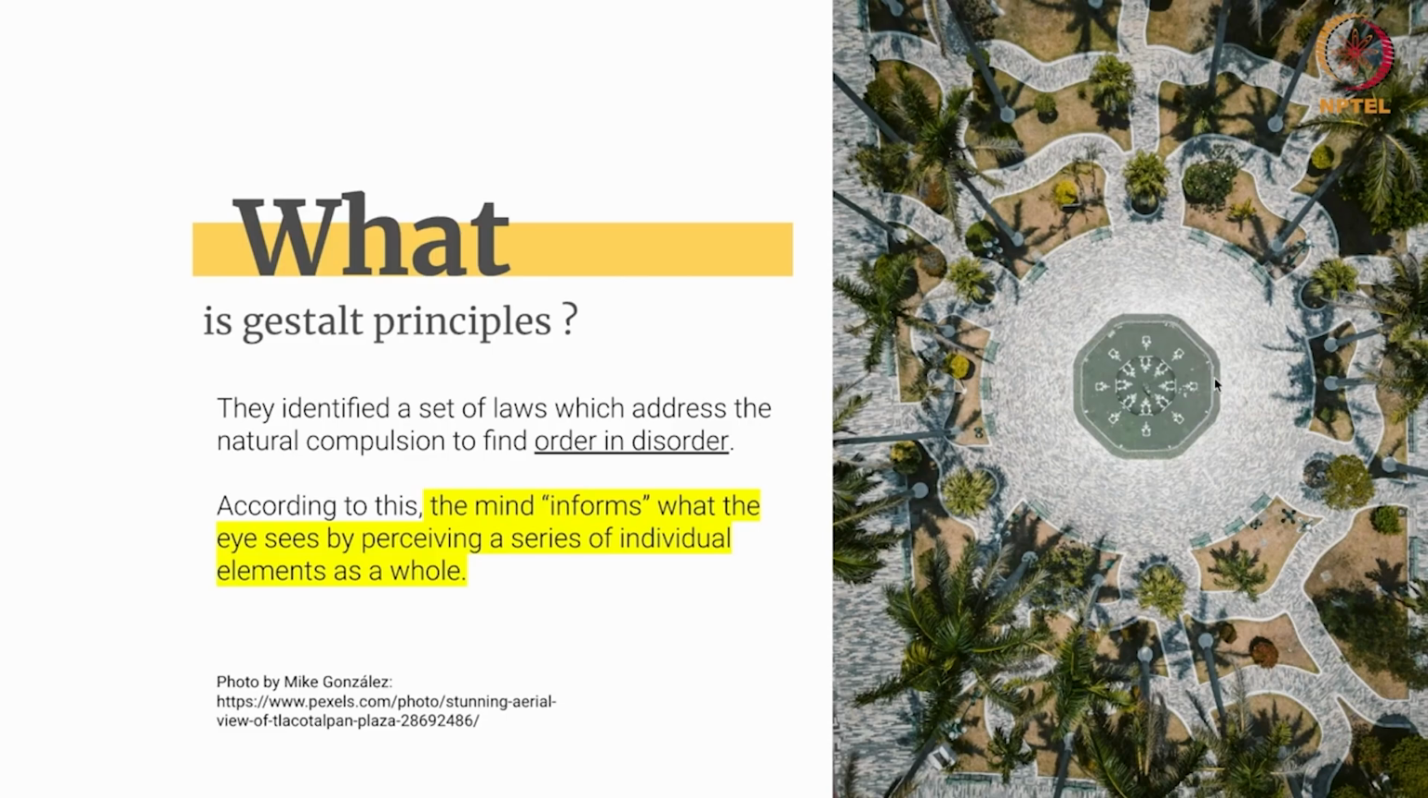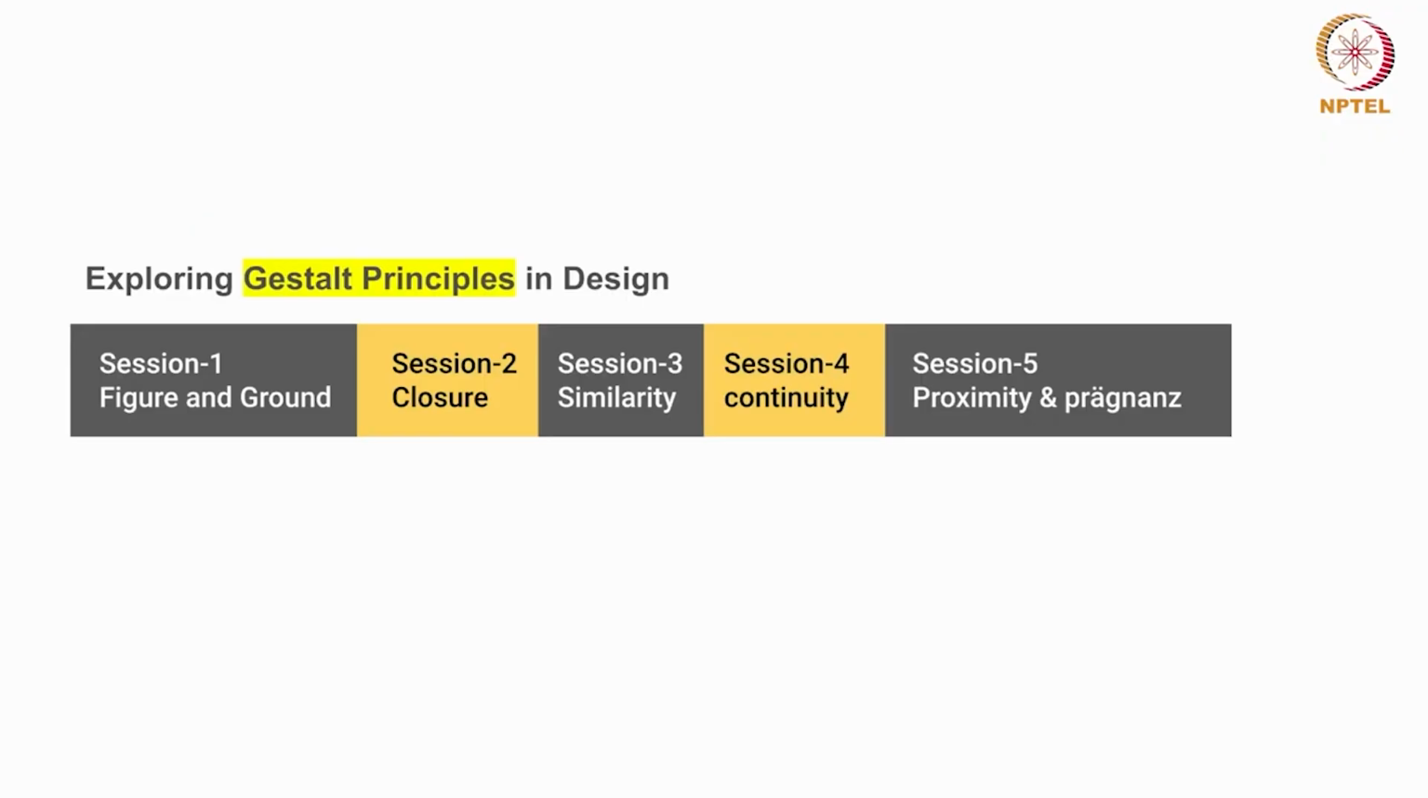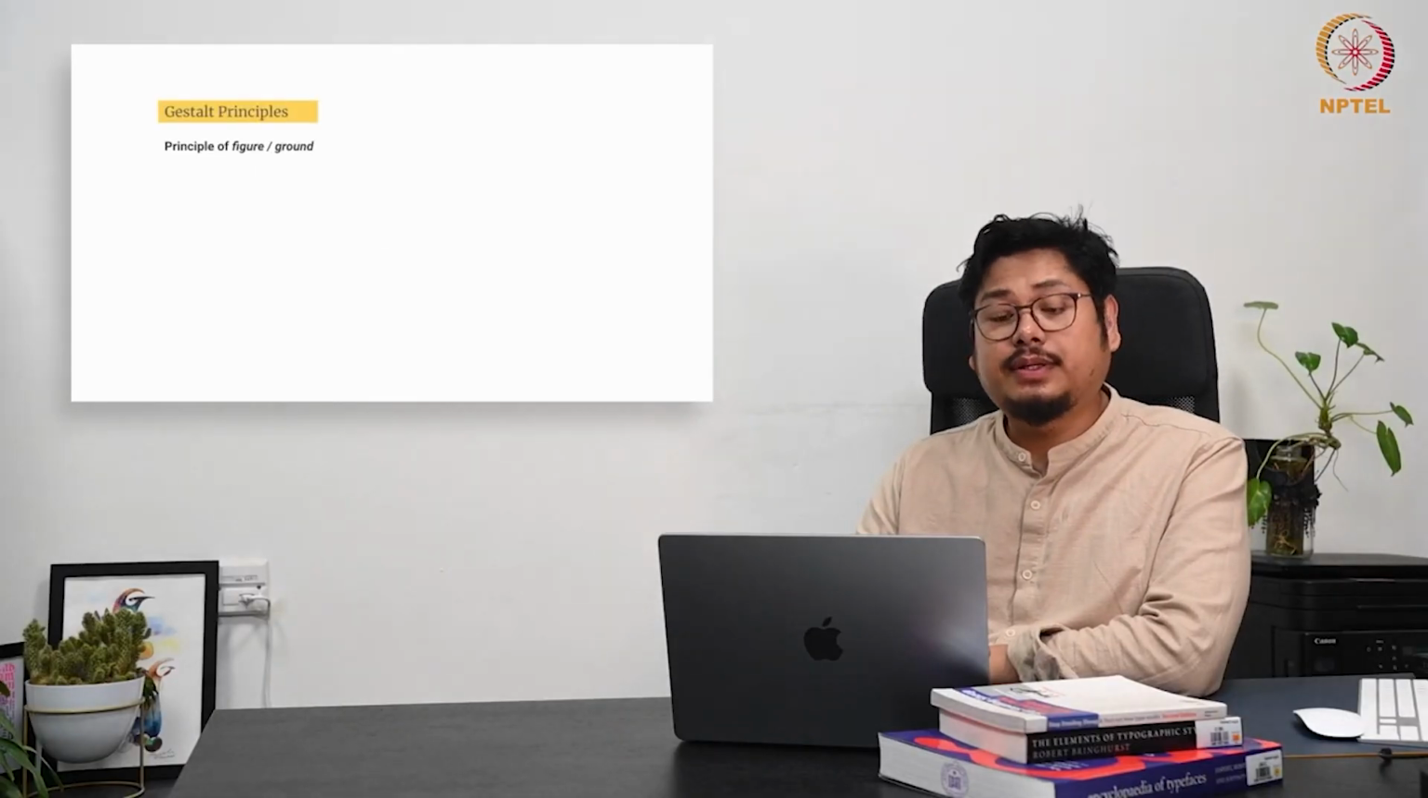Even if you see this image, there are different ways in which you can perceive it. Your brain is taking the overall composition as a whole and trying to understand the details associated with it, right? In this session, we will now shift our discussion towards figure and ground, and the rest of the principles we'll cover in the upcoming sessions. So let's start with the principle of figure and ground.